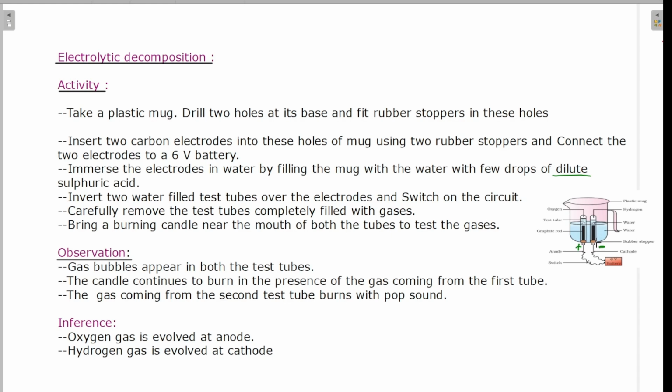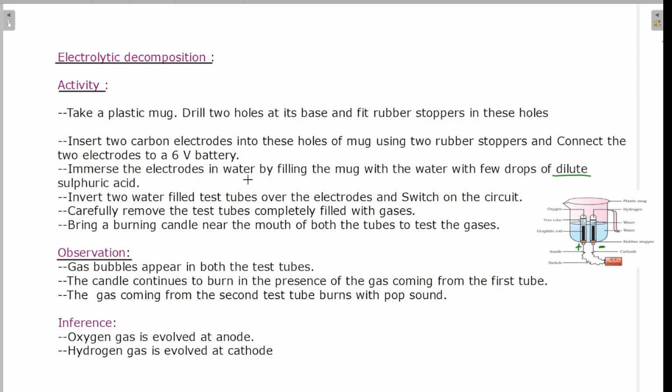These 2 electrodes are connected to the terminals of the battery. This electrode is connected to the positive terminal of the battery, and this electrode is connected to the negative terminal, so that this circuit is complete and the electric current will flow through this water.